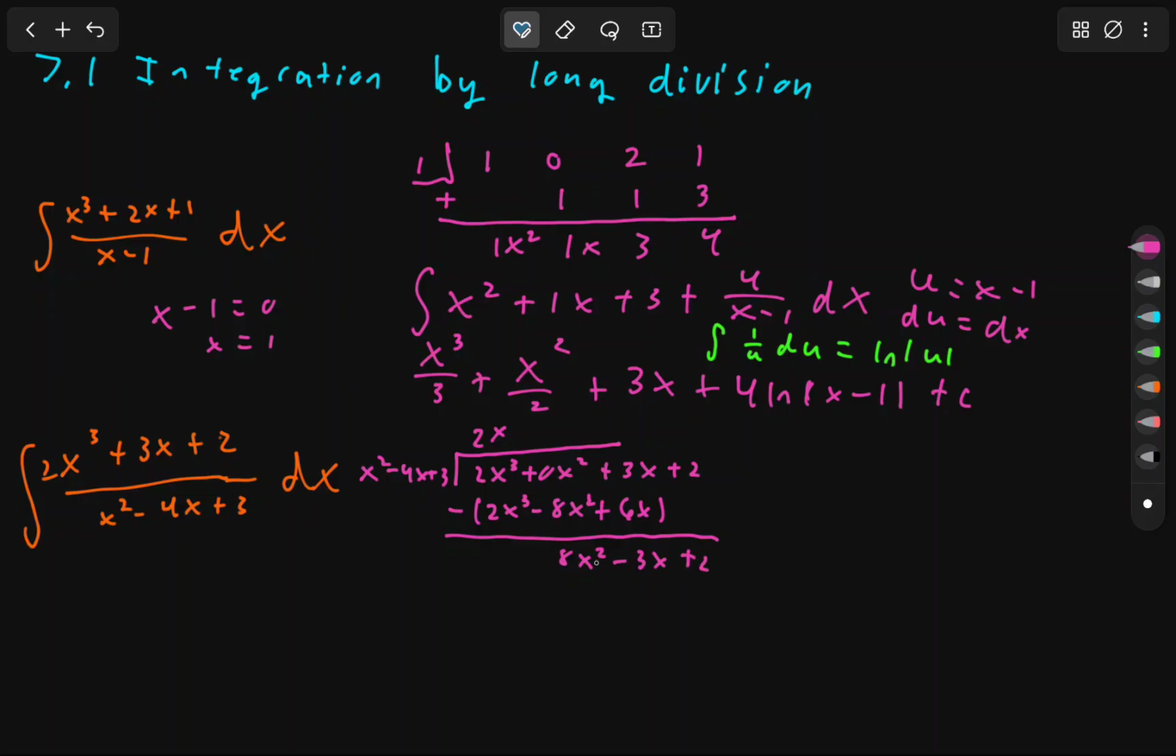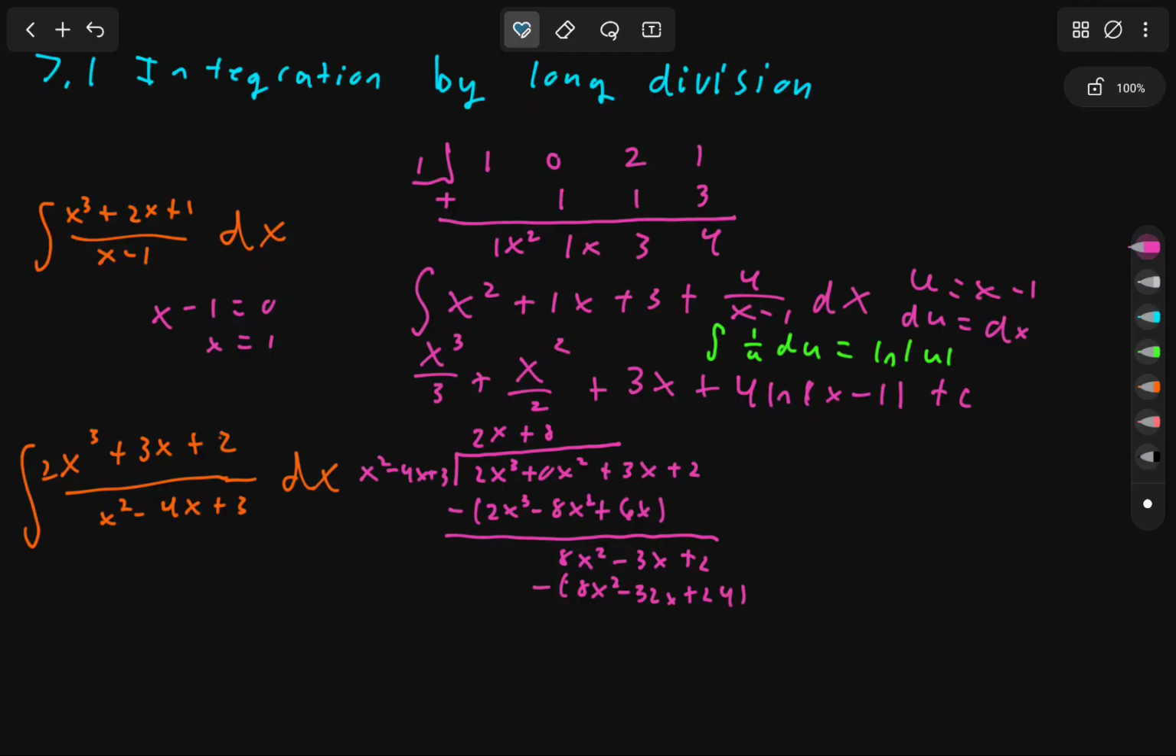Now we have to figure out what we have to multiply to get 8x squared, and the answer is just 8. So we're going to multiply by the 8, so we get minus 8x squared. 8 times negative 4 is negative 32x. And then 8 times 3, that's just 24.